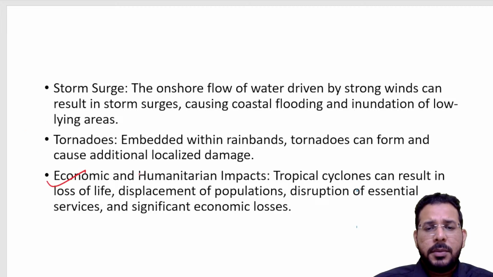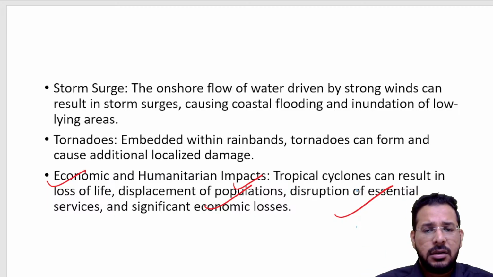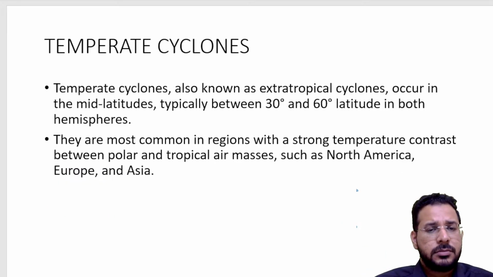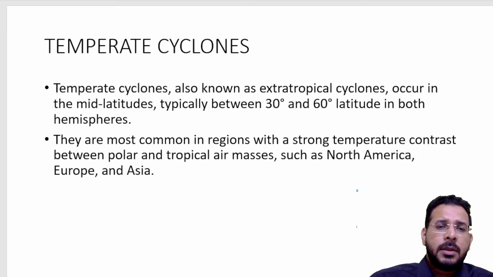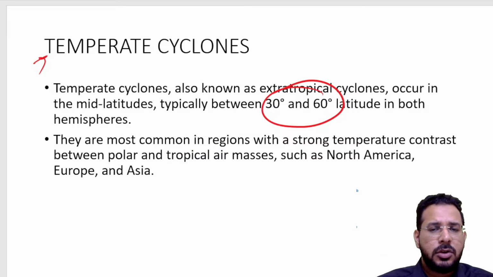We also have economic and humanitarian impacts. Because of cyclones we have disasters, displacement of people, disruption of essential services, all those things. We also have temperate cyclones, which occur in the latitudes of 30 to 60 degrees, which we will discuss in some other topic.